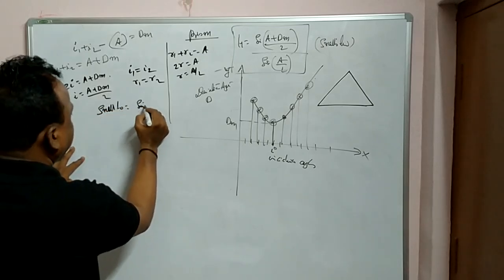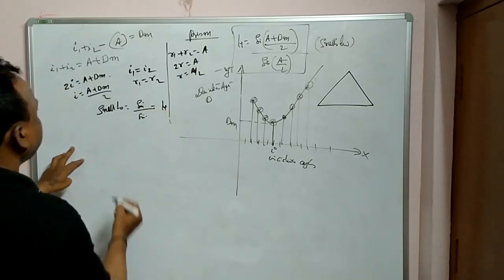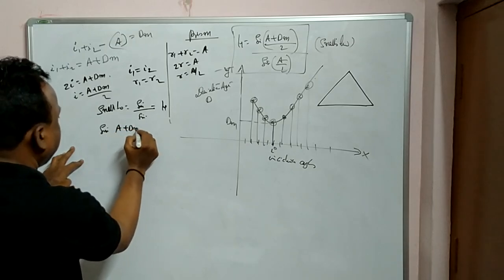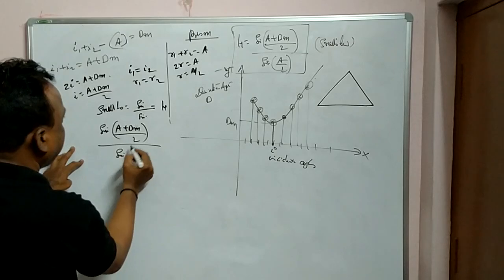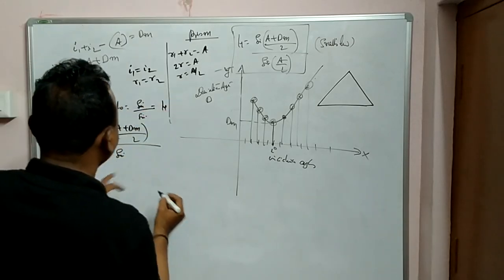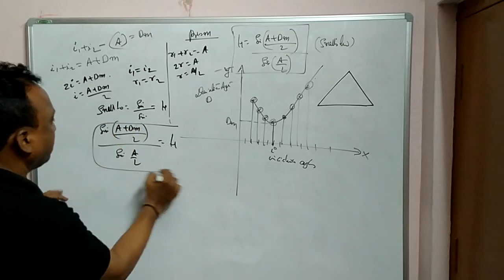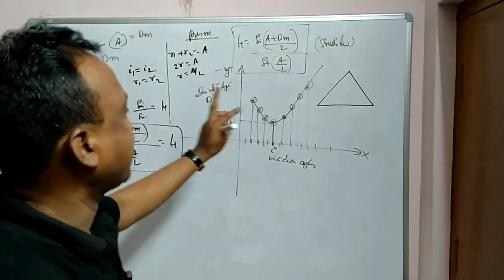sin i by sin r is equal to constant, or mu. sin i అంటే (A plus Dm) by 2 by sin r. r అంటే ఎంత వచ్చింది ఇక్కడ, 2r = A, r = A by 2, వచ్చిందా డెరివేషన్, which is equal to mu. So this is how you will get the refractive index of the prism.